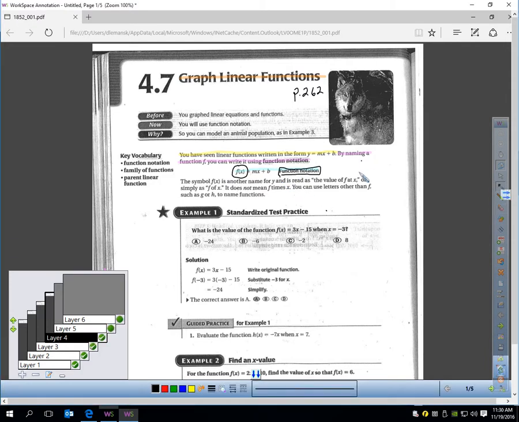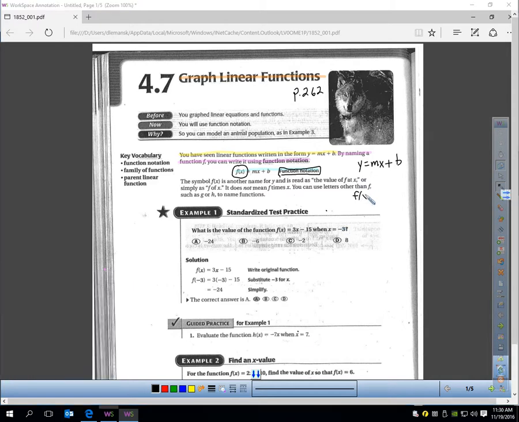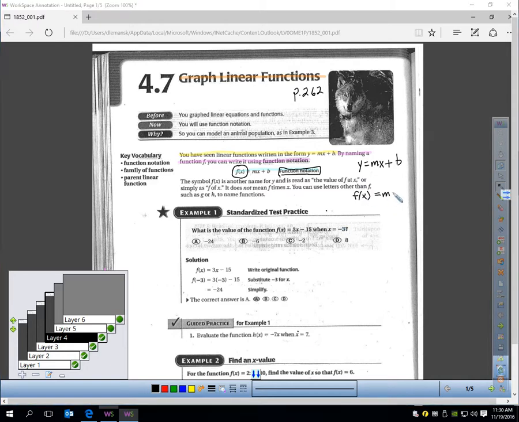So when you look at y equals mx plus b, and then you have, let me write underneath that, f of x equals mx plus b, you're talking about the same thing. It's just that in the top, this is just an equation, where when I write it this way, this is called function notation. The symbol f of x is another name for y, and you read it as f of x.